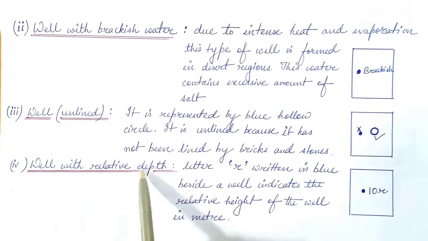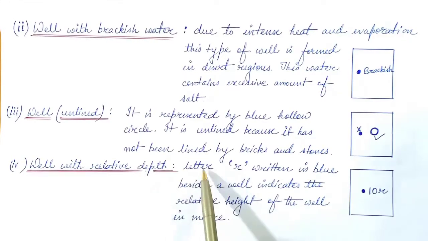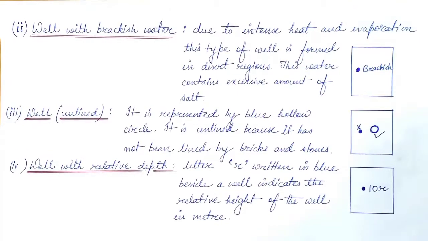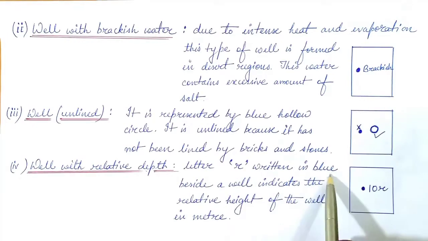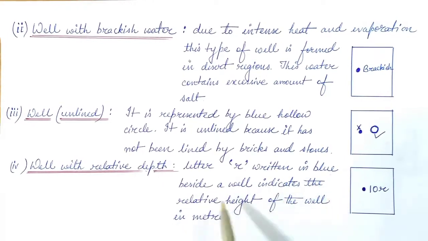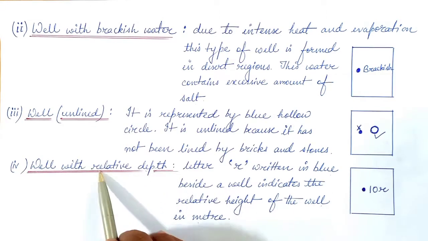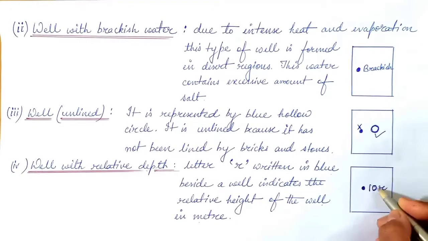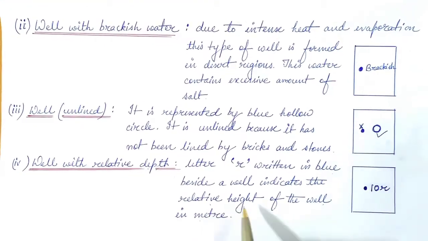Now, well with relative depth. There will be written next to the well something like 10R or 20R, whatever is the value of R. Now what is R? The letter R written in blue beside a well indicates the relative depth of the well in meters. So it is the height of the well in meters which is known as the relative depth. Here 10R is mentioned, which means the relative depth of the well is 10 meters.